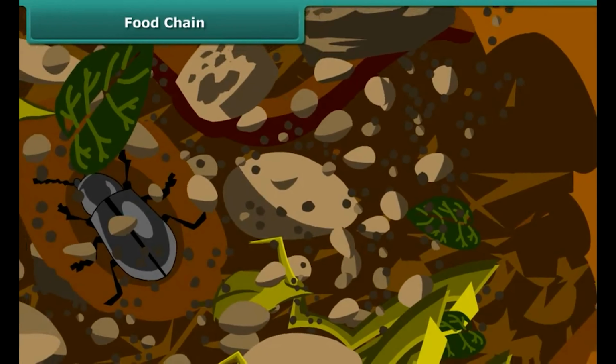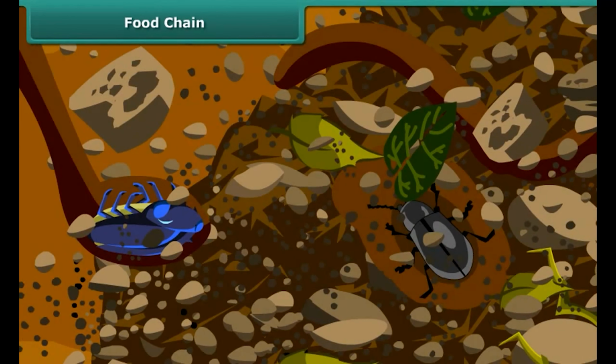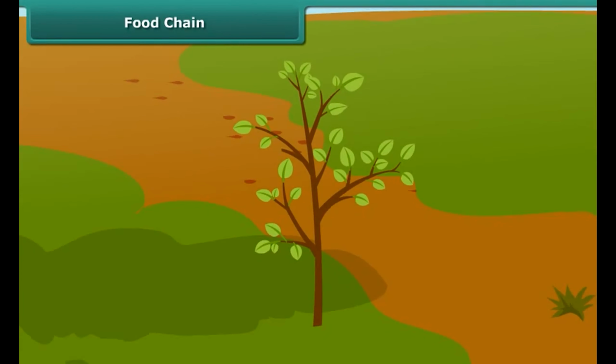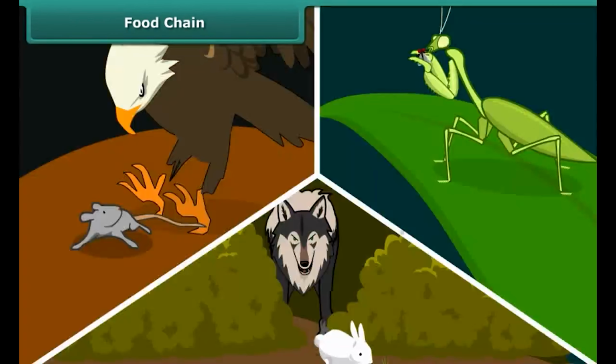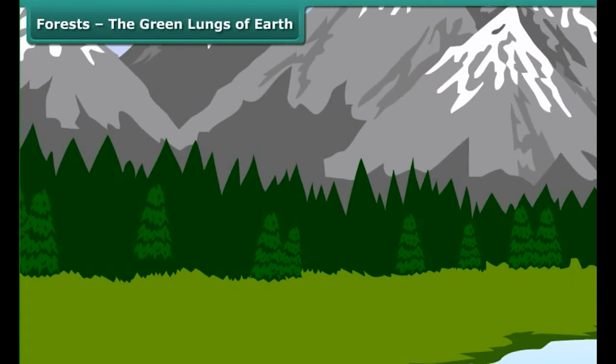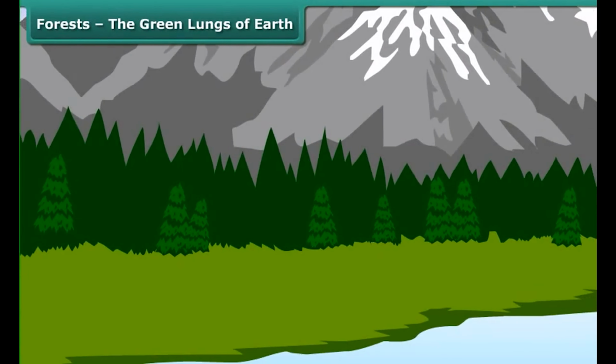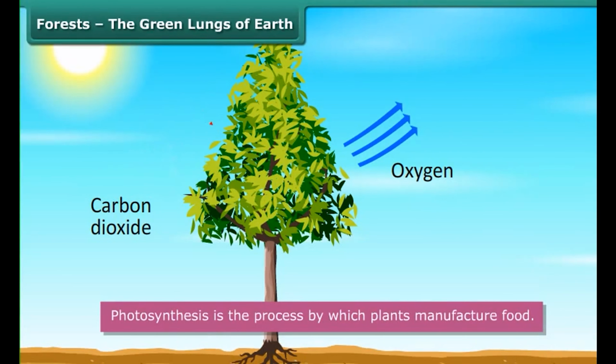Decomposers such as fungi and bacteria feed on the remnants of dead organisms and break them down into humus, which provides nutrients to plants. Thus, the food chain comes one full cycle. Forests support many such food chains, which are interlinked to one another to form a food web. Hills have dense forests. Forests maintain the balance of oxygen and carbon dioxide in the atmosphere through photosynthesis.